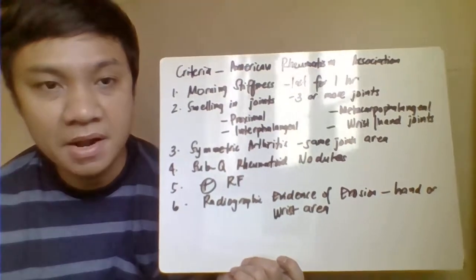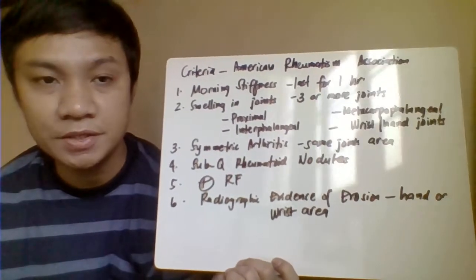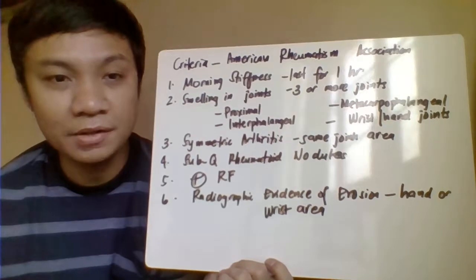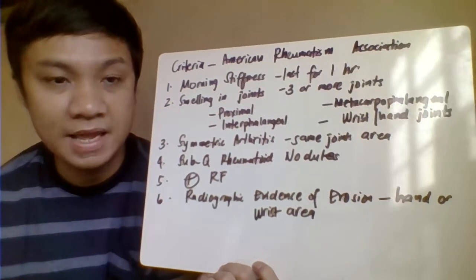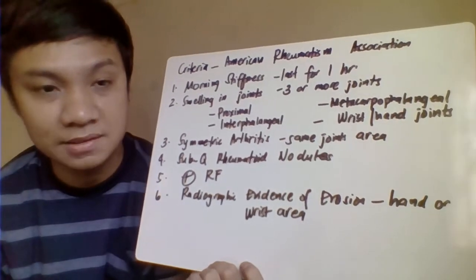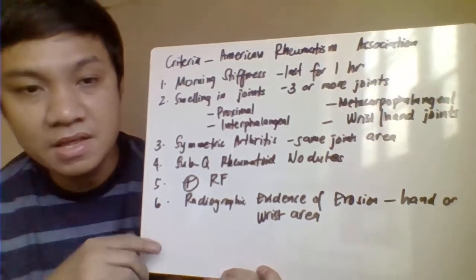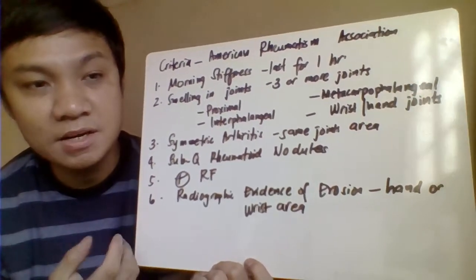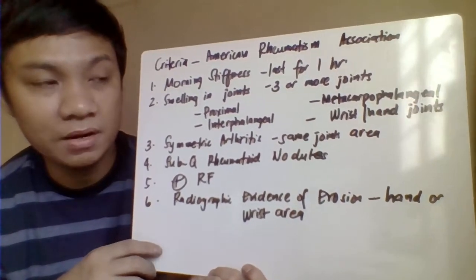Okay, so we have here the American Rheumatism Association. They try to list here the 6 criteria for you to diagnose someone to have the RA. All you need to have here is 4 out of 6. So the first one we have here, the morning stiffness with the joint pain, which tries to last early in the morning. It lasts for 1 hour.